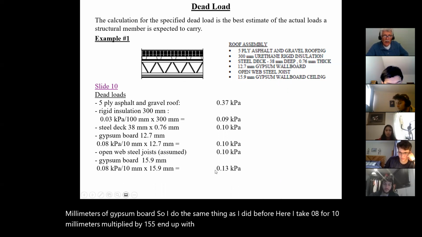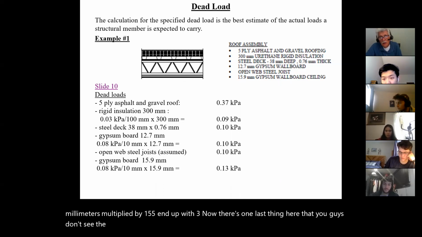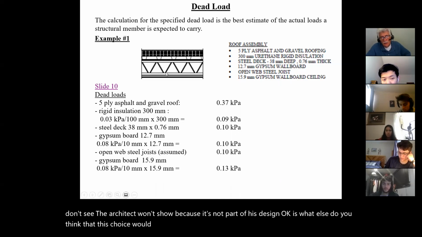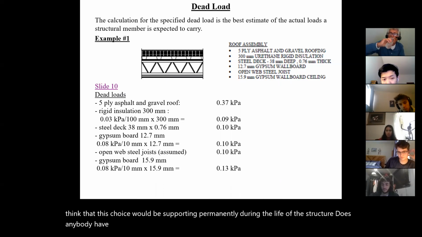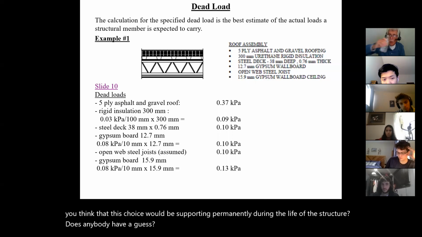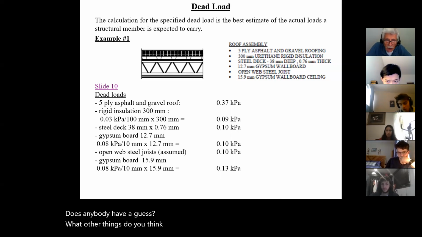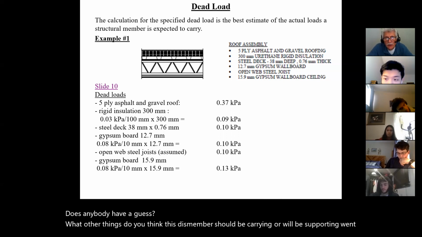Now, there's one last thing here that you guys don't see, the architect won't show because it's not part of his design. What else do you think that this joist would be supporting permanently during the life of the structure? Does anybody have a guess? What other things do you think this member should be carrying or will be supporting when the building is going to be constructed?